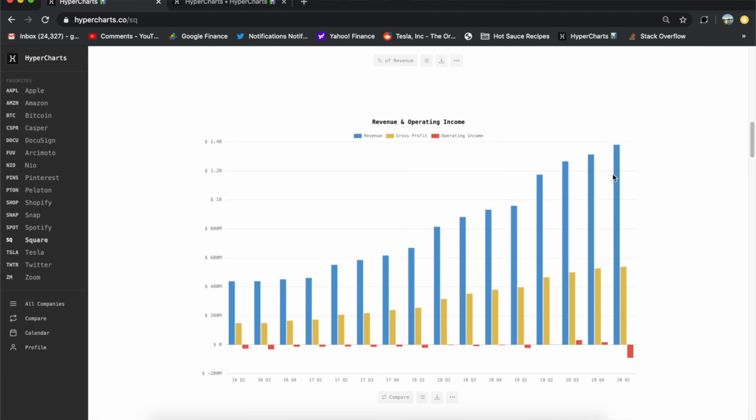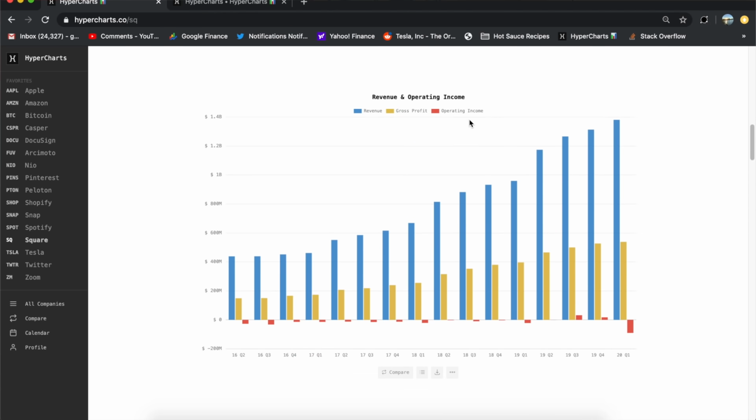Now, if we go to revenue and operating income, this is the first bread and butter chart that every company is going to have. Revenue, how much money did they bring in? Gross profit, what was the profitability of that revenue after the cost of goods sold? And then operating income after taking into account R&D, selling and general administrative expenses. What's the actual core operating profit of that business?